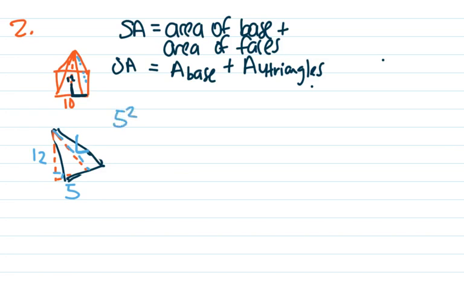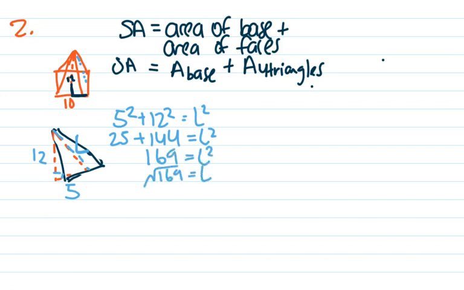So now I have 5 squared plus 12 squared equals l squared. So 25 plus 144 equals l squared. That's 169 equals l squared. Take the square root of both sides, and l equals 13. Right, so now if this is one of my faces and I'm looking straight on, the height of that is 13, and the base of the whole thing, so that's one of these sides, is 10. Now I can find the area of that triangle and then times it by 4 for the area of 4 triangles.